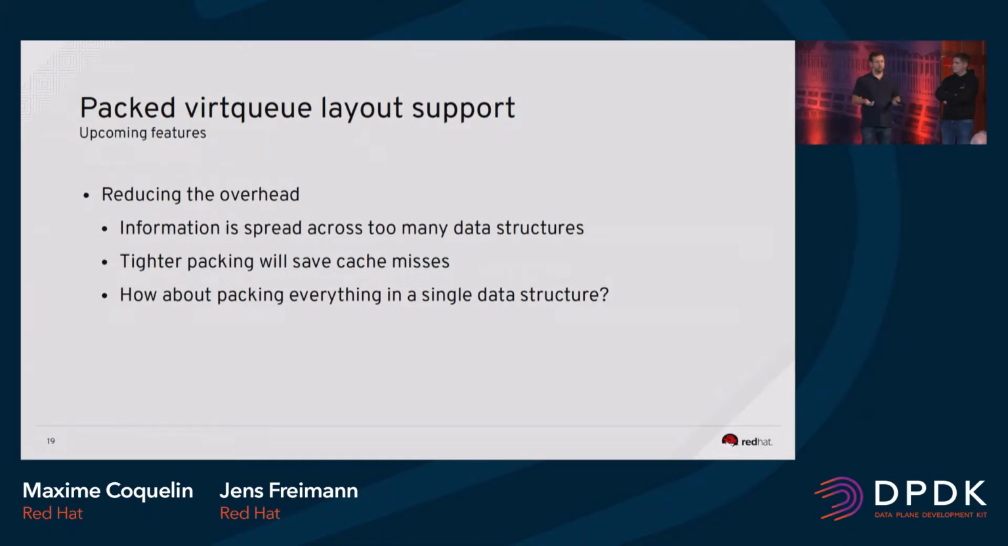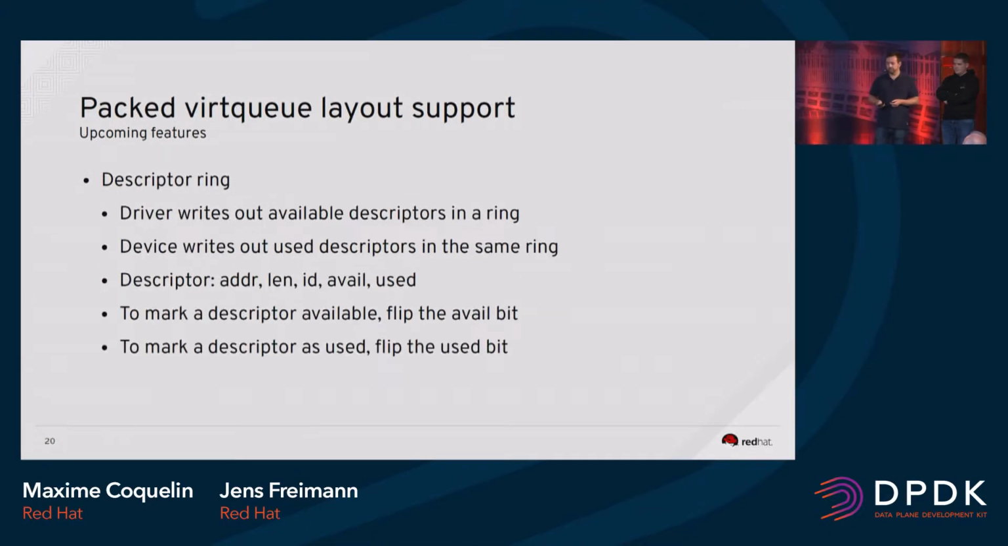So clearly the problem is that the information we need for one request is spread over too many data structures. To resolve this, we want to pack this information more tightly together. What we've done is put it into a single data structure. So we now have a single ring, a descriptor ring. For the driver to write out an available descriptor that can be consumed by the host, it will write it into the ring. Similarly, if the device marks a descriptor as used, it will also write it into this position in the same ring.